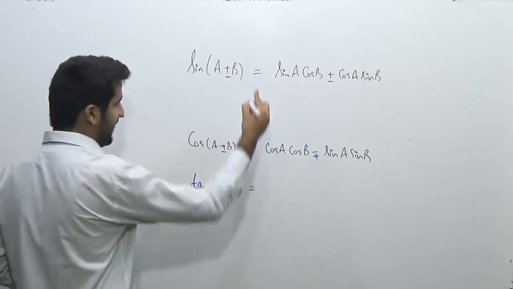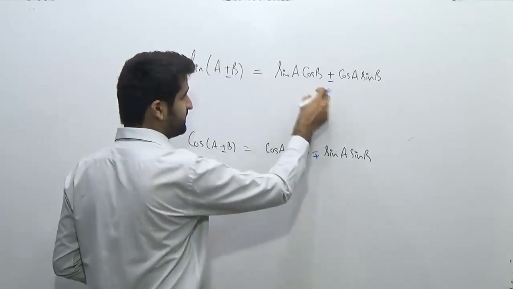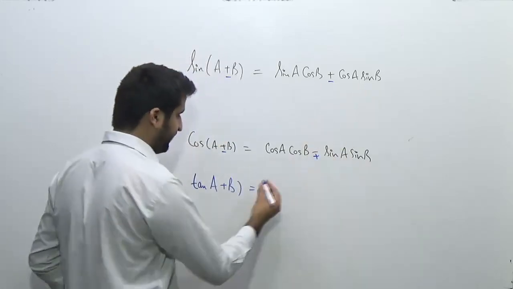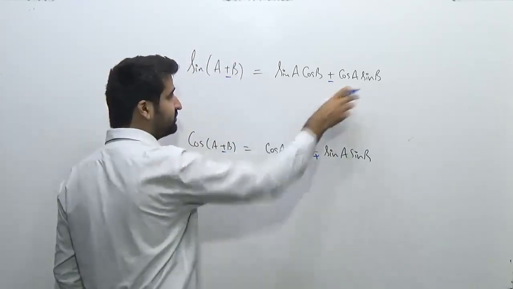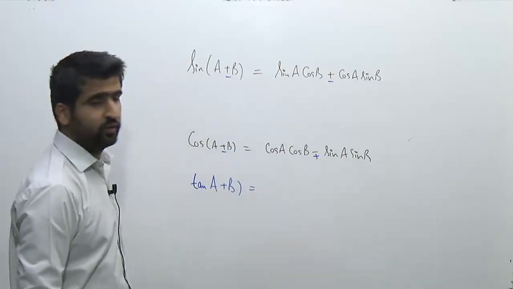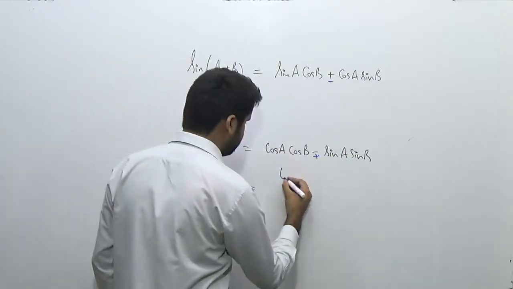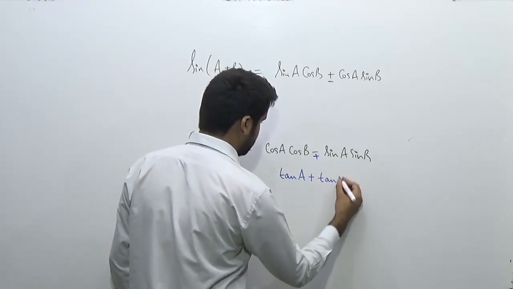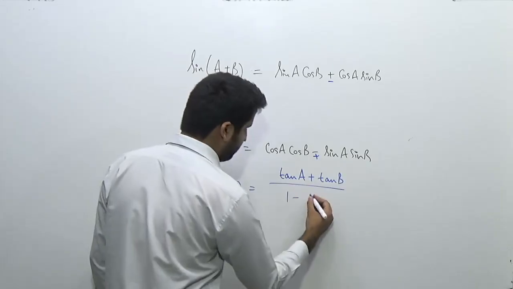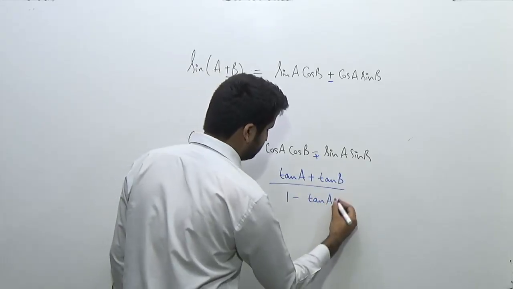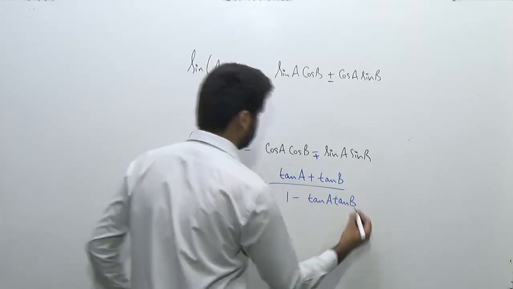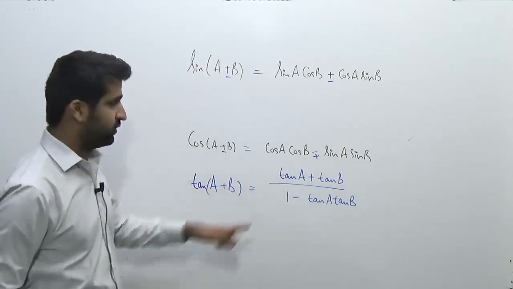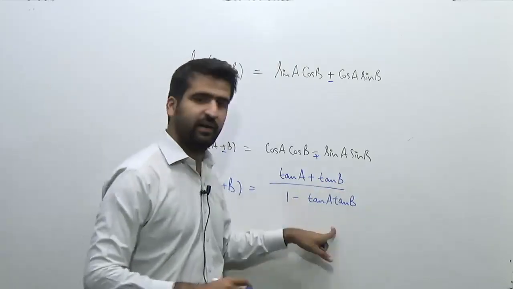And that will be equal to sin A cos B plus cos A sin B upon cos A cos B minus sin A sin B. After simplifying and converting all these trigonometric ratios into tan, I will get a formula which is tan of A plus tan of B divided by 1 minus tan A tan B. So the formula for tan of A plus B is equal to tan A plus tan B divided by 1 minus tan A tan B.